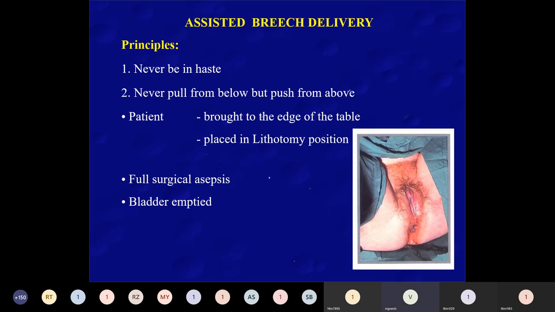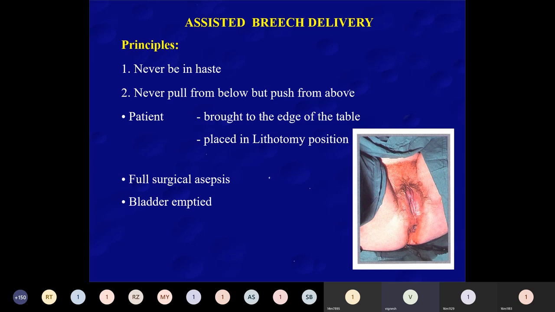Now let us go in detail about the assisted breech delivery. The principle should be, you should never be hasty in doing the delivery. Never pull from below, but push from above. The patient should be brought to the edge of the table and placed in a lithotomy position. An exaggerated lithotomy position is ideal so that the diameters of the pelvis are increased.